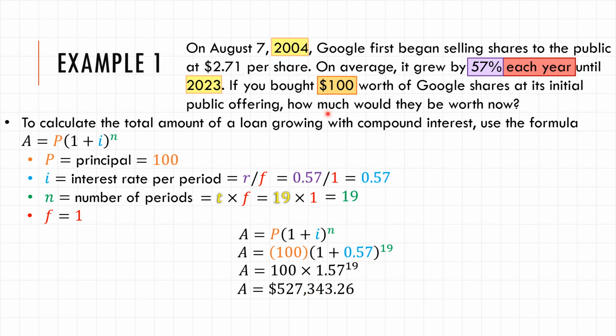Like that, there is a way, and that is the power of compound interest. Growing by 57% each year means it's growing by a larger and larger amount every single year. It's growing exponentially. And you could sell those $100 of shares that you bought in 2004 in 2023 for over $500,000. This is how people save so that they can retire.